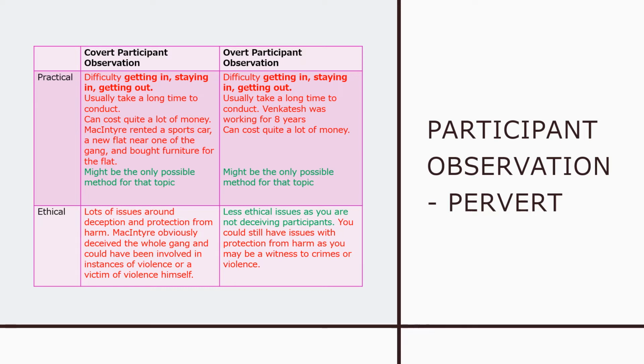There was one researcher who published his results under a fake name because he was worried the gang were going to find him. He was looking at a Glaswegian street gang. He didn't ever reveal his true name, his true identity, because he was afraid of the repercussions. So protection from harm, not just for the participants involved, but for the researcher themselves, is a key factor here.